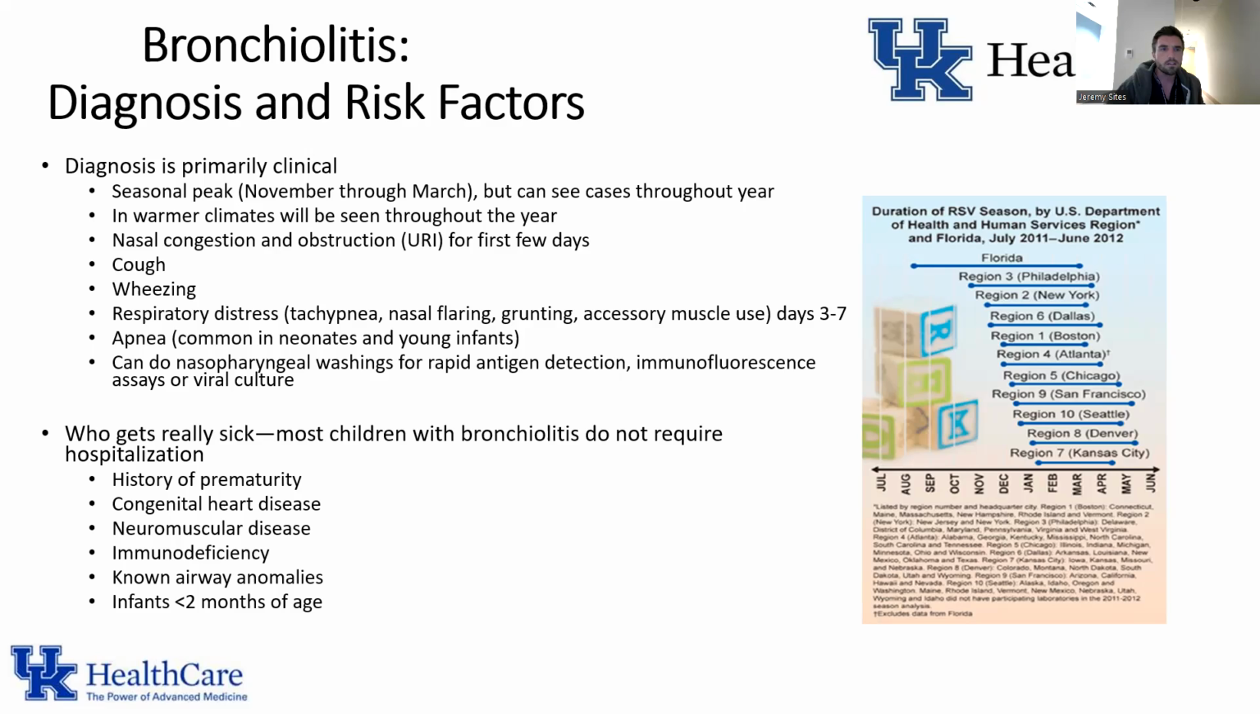We really talked about the natural progression here of bronchiolitis, so I'll skip over those points in this slide. Make special note here of the children who are at risk for severe bronchiolitis. Certainly prematurity, congenital heart disease, neuromuscular disease or neuromuscular weakness, things like trisomy 21, for example. Children with immunodeficiency, children with known airway anomalies, and young infants less than 2 months of age.